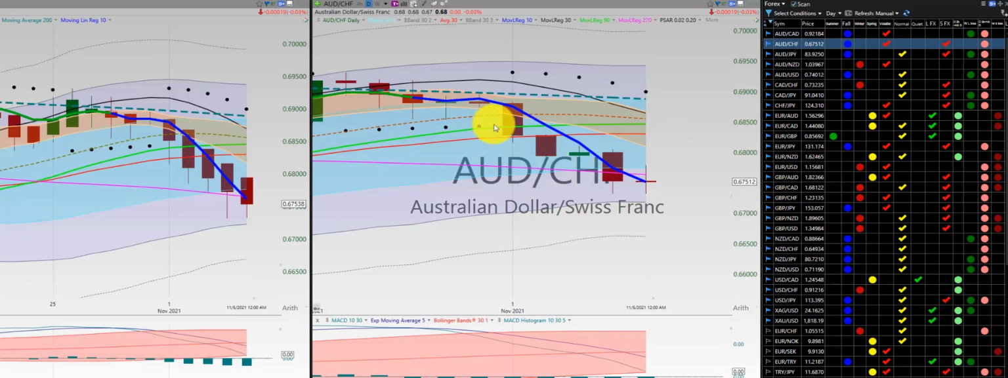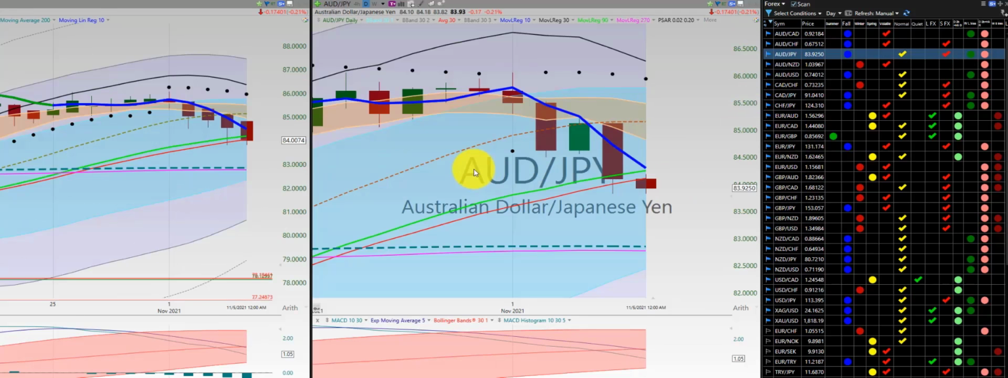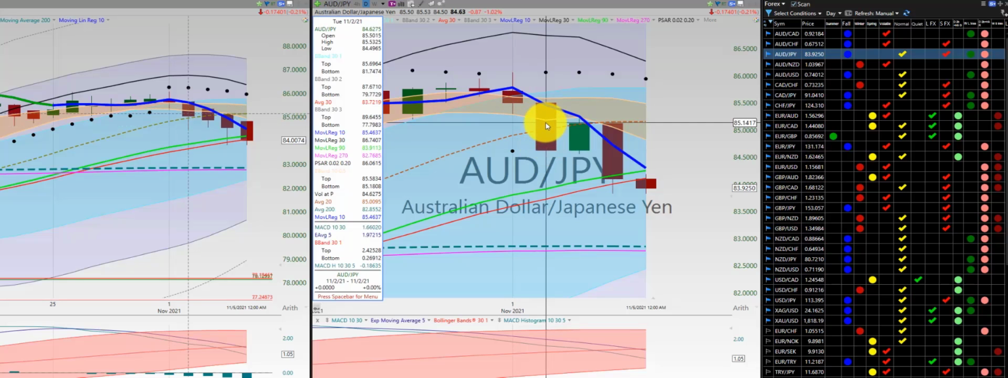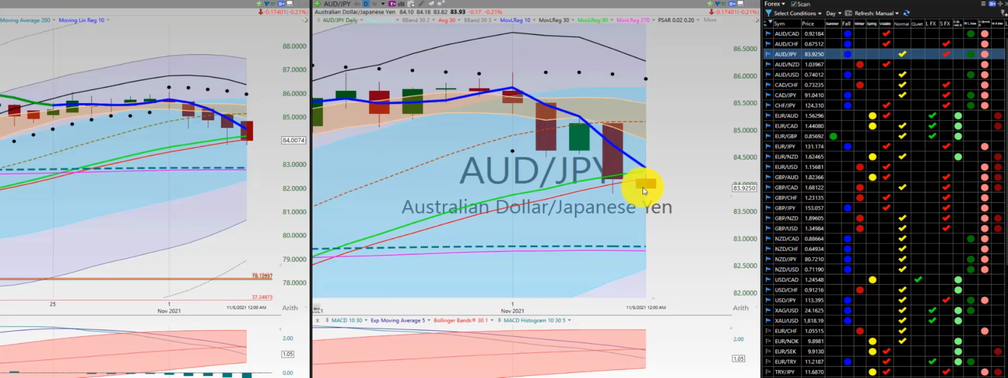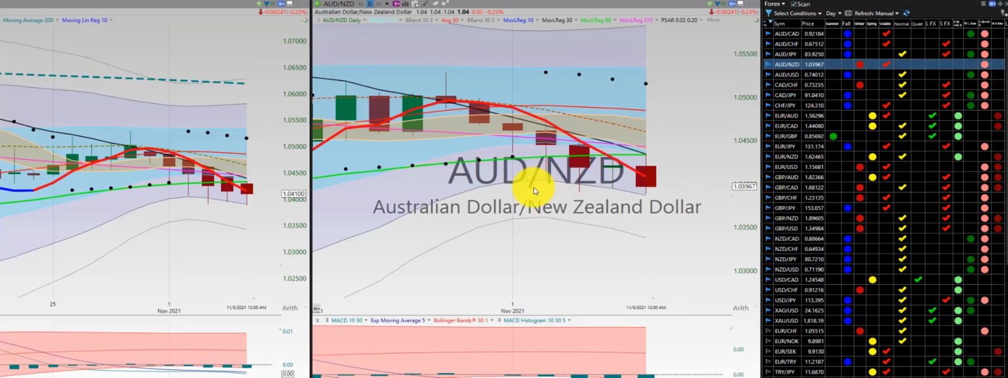Aussie dollar, Swiss franc, nice 1-2-3 punch out, and then a nice 1-2 for a little better than scratch. Aussie dollar, Japanese yen, initial trade here, another trade here, and about a scratch out, and then a 1-2 punch out on Friday. Aussie dollar, New Zealand dollar, initial trade here, nice gain for a 1-2-3 punch out, no further trade the rest of the week.